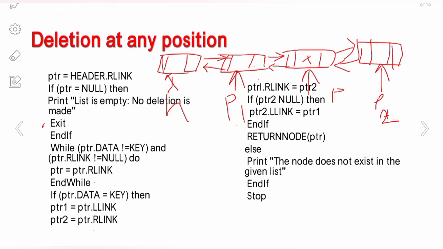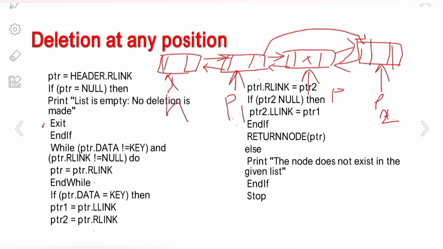And then make pointer 1 dot r link equal to pointer 2. Pointer 1 dot right link, so this is the right link, right? Equals pointer 2. We have to link these two nodes because we want to remove the node with the data value x.